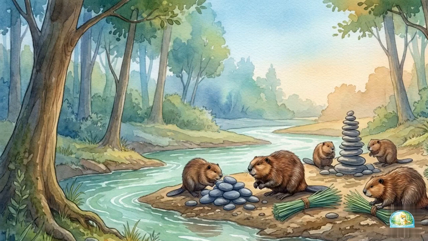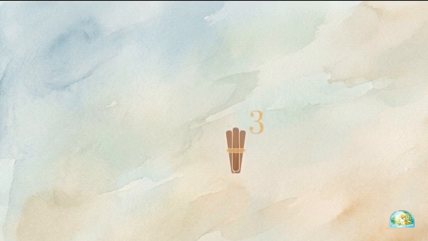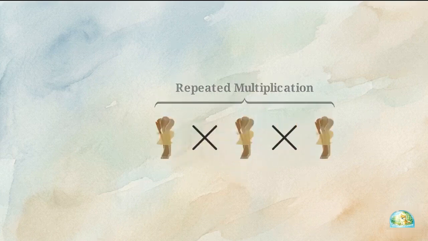Welcome to the Beavers Balance. This is a watercolor stream where beavers naturally organize their environment, sorting identical items like bundles of reeds into tidy stacks. We can count this bundle mathematically using an exponent, a shortcut for repeated multiplication.